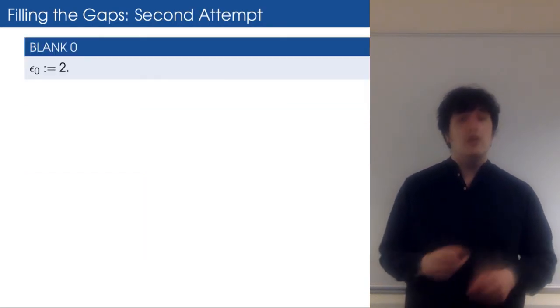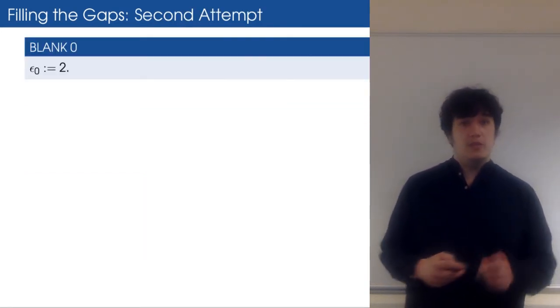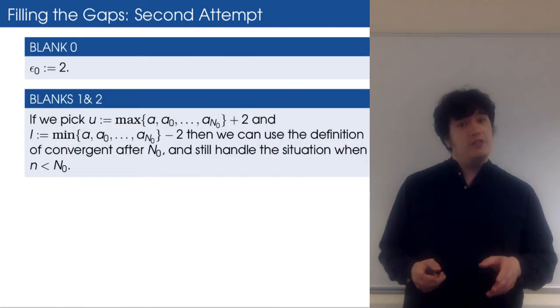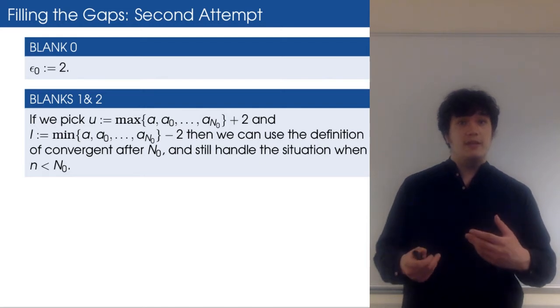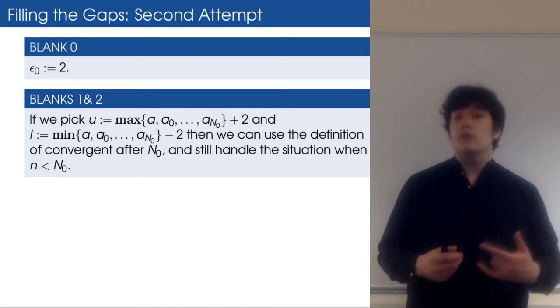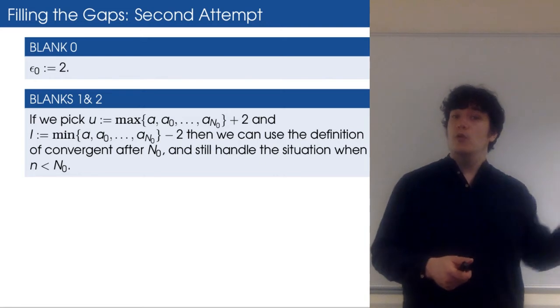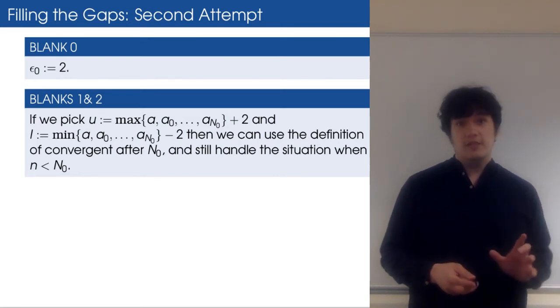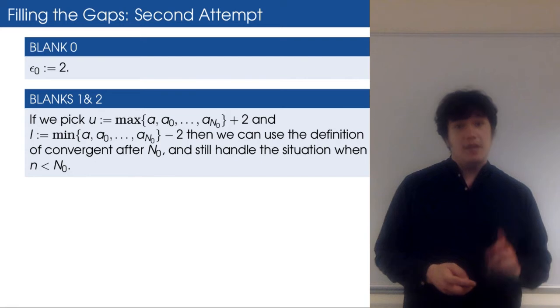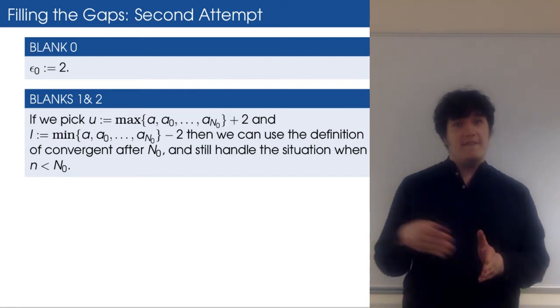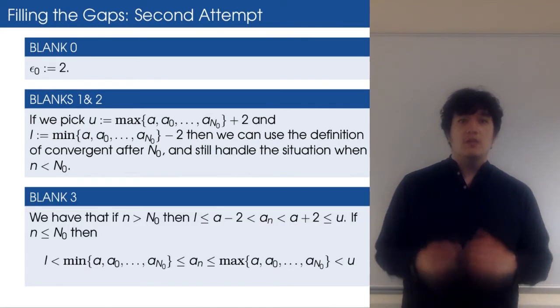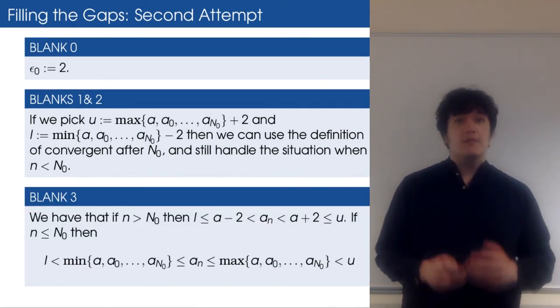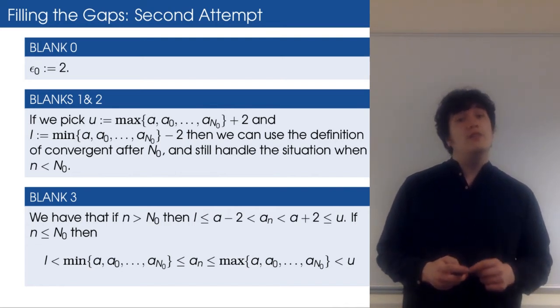Here's our second attempt. We're going to keep epsilon 0 to be the same, 2, and then instead of just picking U to be the limit plus 2 and L to be the limit minus 2, we're going to include the terms before the big N 0 in order to deal with that issue. And then we'll be able to use the definition of convergent after N 0, and we'll still be in control before N 0. So then gap blank 3 becomes much easier to deal with. So that's the idea behind this proof.